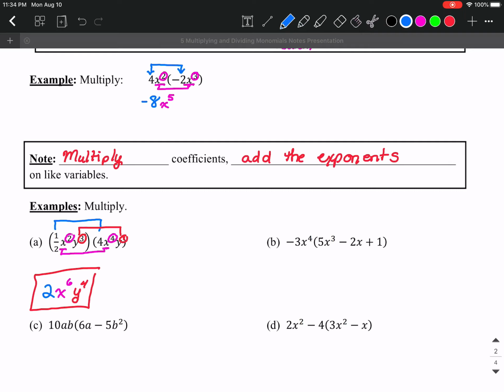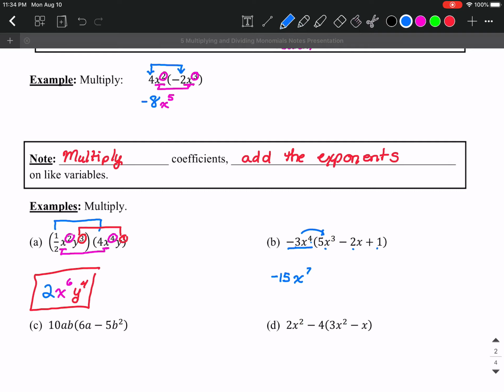Okay, now the next one is a little bit different. See these parentheses? This negative 3x to the fourth has to be distributed to each part inside the parentheses. So we're going to do each one separately. And we do the coefficients. Negative 3 times 5 is negative 15. We keep the x. What's 4 plus 3?